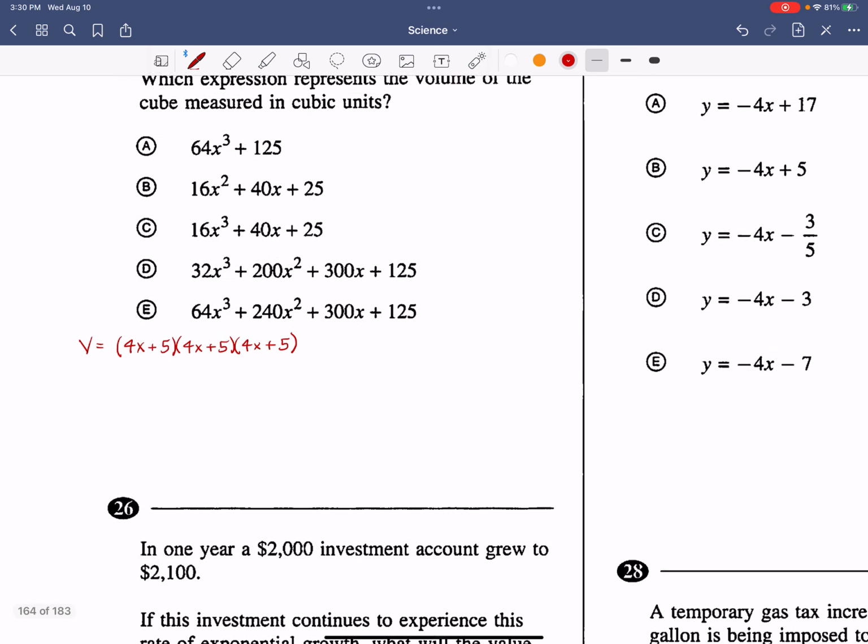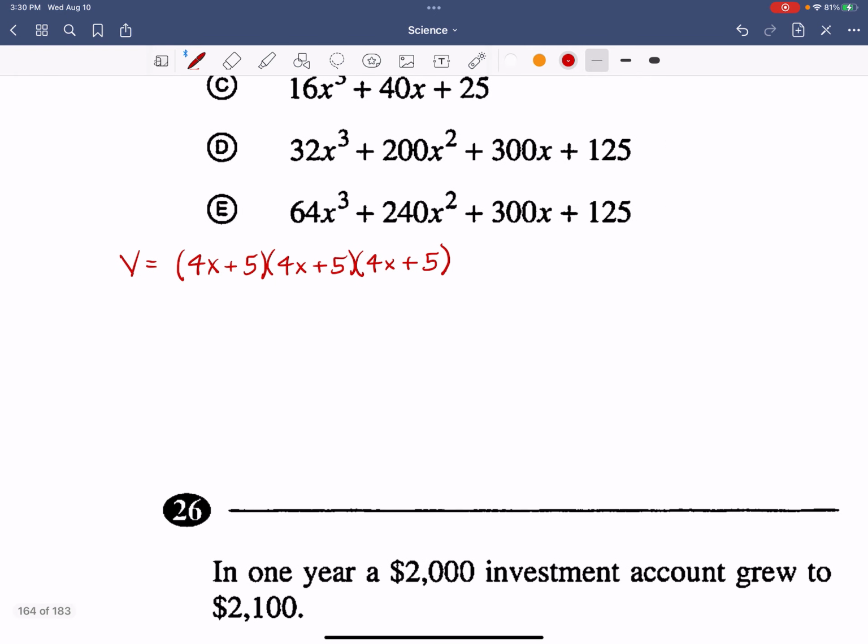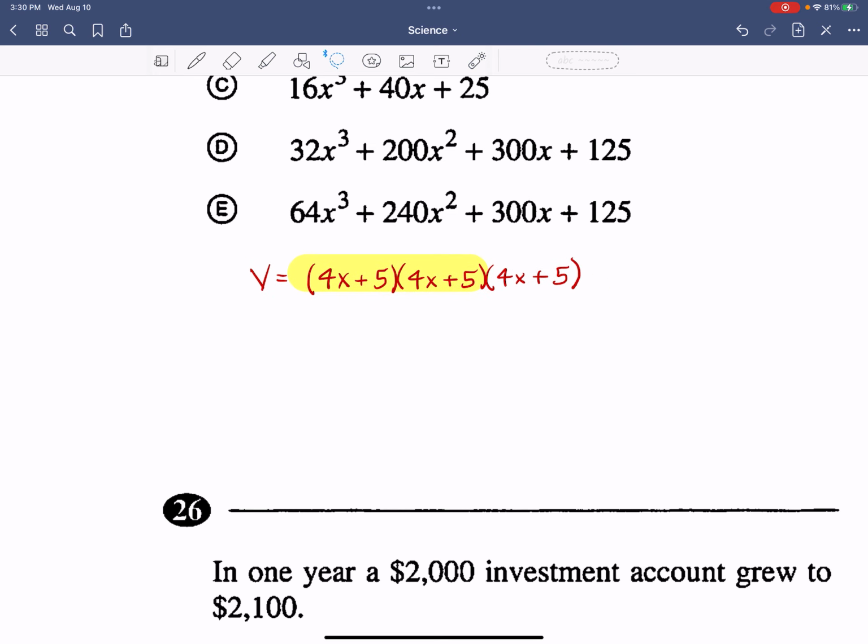The first two actually are easier for me than the last one, but let me just take them in turn. So I'm going to use these two first, and I'm going to use FOIL to do that. FOIL stands for first, outside, inside, last. And again, I'm just focusing on those first two terms for the moment.